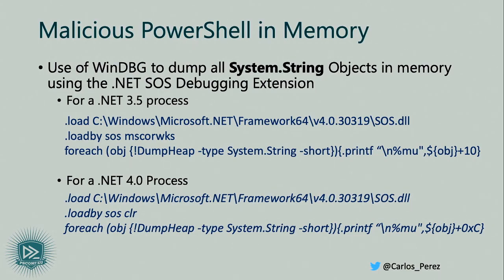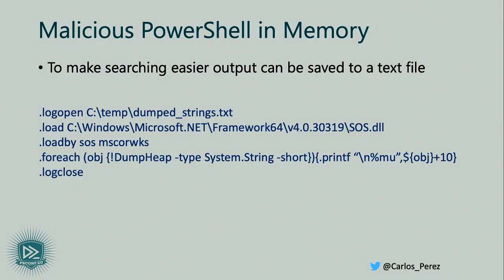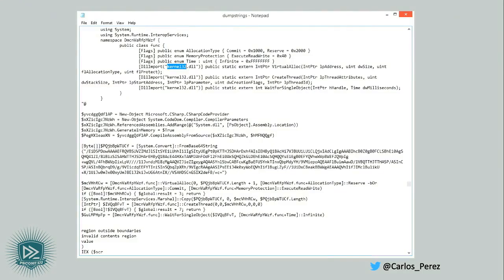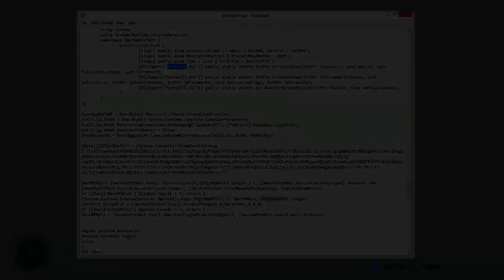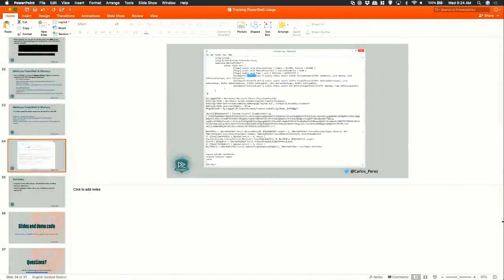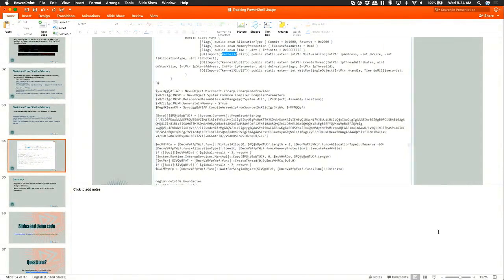So typically when we're dealing with WinDBG, I'll use the SOS debugging extension to be able to extract all strings out of memory. So I'm loading the extension, I'm loading SOS, MS Core works, and then what I'm doing is, for each part of the heap of memory, I'm looking for system string and dumping that string into my window so I can look at it. Or one thing I can do is create a script that creates a log and saves all of that stuff into a log for me to look at. Once I look into that log, as I'm moving through it, I'm going to see this. Let me see if I can make it bigger here.